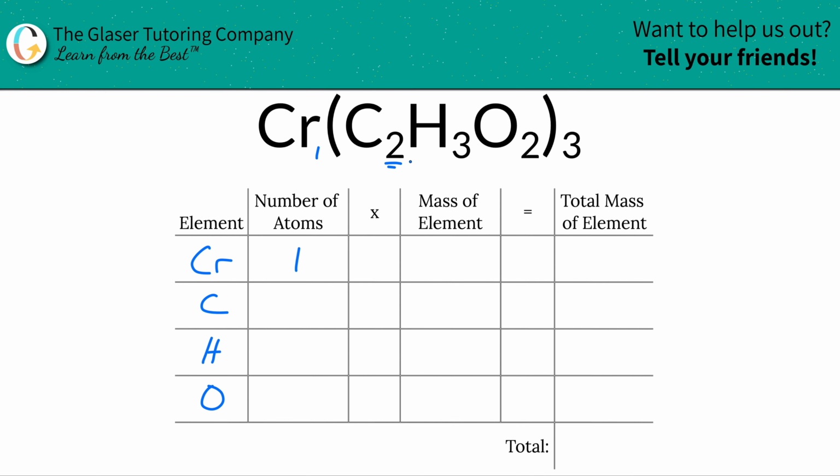you would have a total of 6 carbons, right? All you have to do is take that subscript of carbon and multiply it by the outer subscript to find the total. So that would simply be 6 carbons. Same thing for hydrogen. Take the subscript of hydrogen, multiply it by the outer subscript, so that's 9. And then oxygen, same thing. Multiply those 2 values, so that's 6.